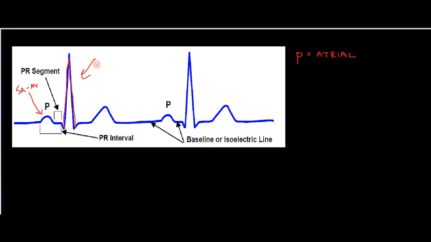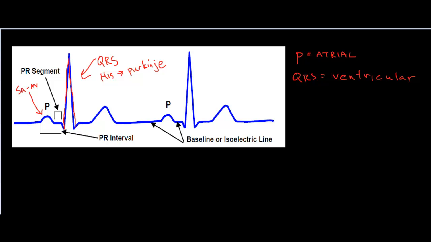This is the QRS. That was the His-Purkinje system. His through Purkinje's. So we should be able to assume that the QRS is equal to ventricular contraction. So let's look at the two of them and see if that makes sense. The P wave is much smaller than the QRS.